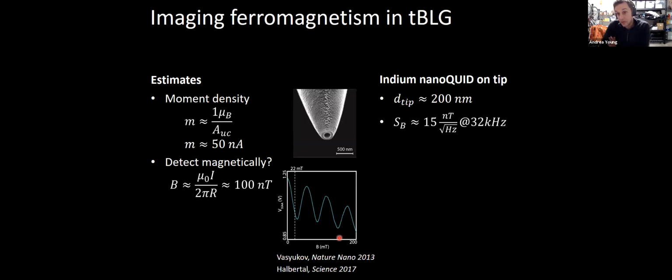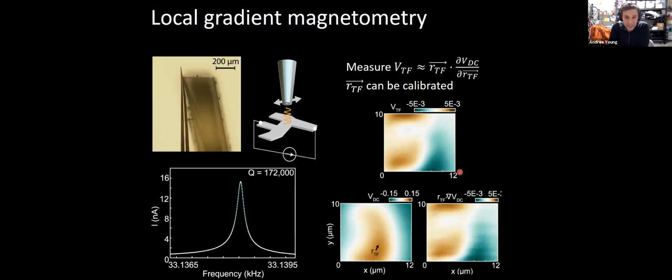You can get tips, depending, there's some tuning to do, but for a tip of 200 nanometers, we're using indium in the experiments I'll show you, you can get a magnetic field noise on the order of 15 nanotesla per root hertz, which is what you need to do this and operate in the appropriate regime of temperatures and magnetic fields. Just a brief technical aside. I know I'm saying many things in this talk, and please feel free to interrupt or just to ignore this if you're not interested in the experimental details.